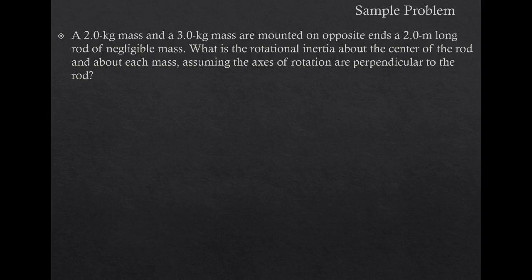Let's just look at an example problem. We have a 2 and a 3 kilogram mass that are mounted on opposite sides of a 2 meter long rod of negligible mass. What is the rotational inertia about the center of the rod? Here's the 2 kilogram mass, connected by a very light rod to a 3 kilogram mass. Basically, the mass of the rod is not playing a role right now. So what's the rotational inertia about the center of the rod and about each mass? We'll have the center, the left, and the right, assuming that the axes of rotation are perpendicular to the rod.